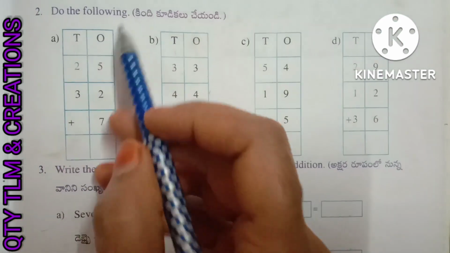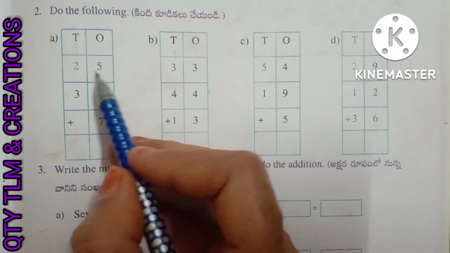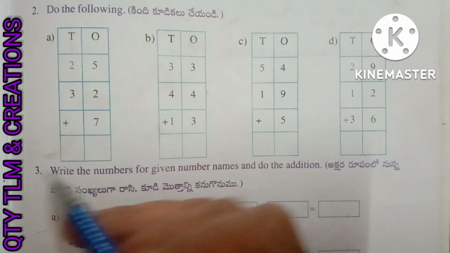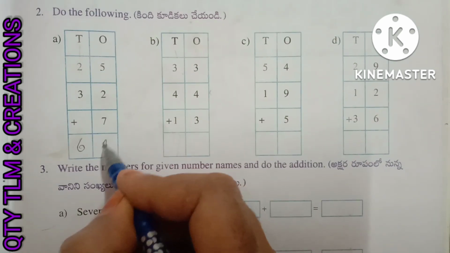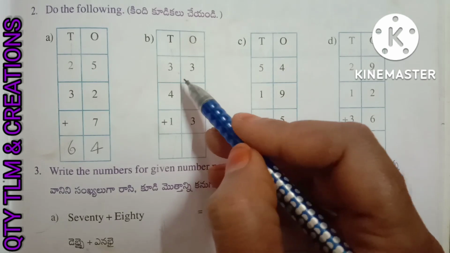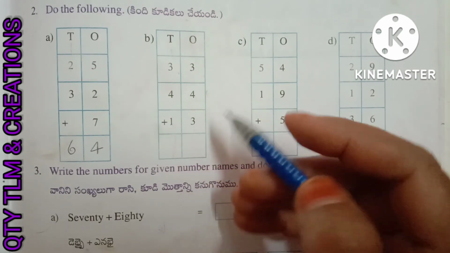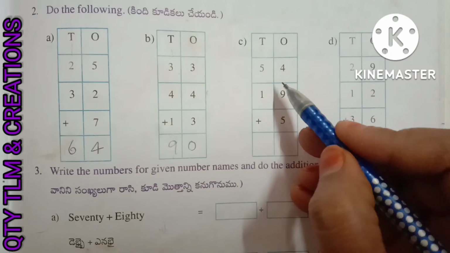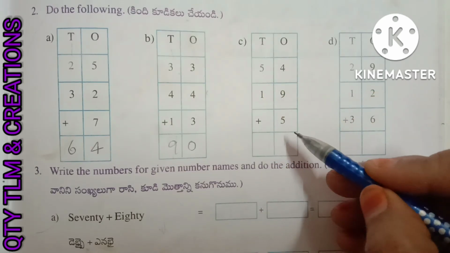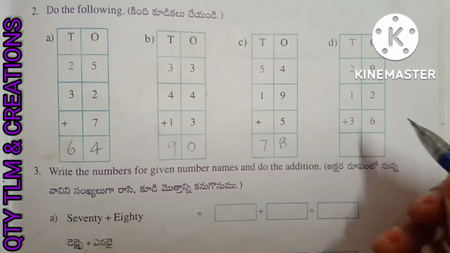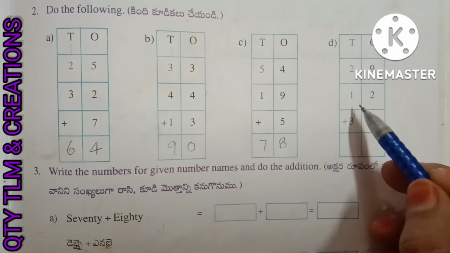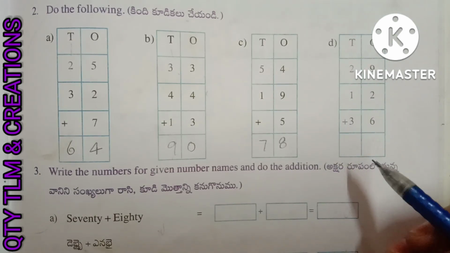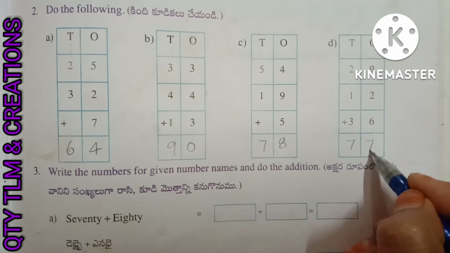Next one, do the following. A, 25 plus 32 plus 7 we get 64. Next B, 33 plus 44 plus 13 we get 90. Next C, 54 plus 19 plus 5 we get 78. Next D, 29 plus 12 plus 36 we get 77.